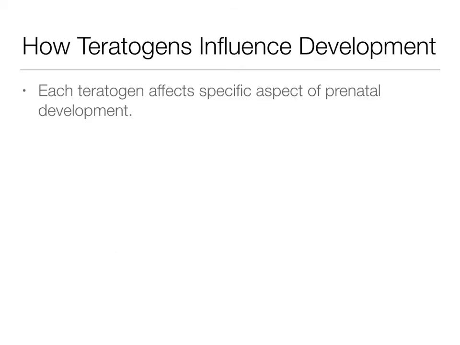So again, each teratogen will affect specific aspects of prenatal development. So rubella is known to affect the eyes, ears, and heart, but the limbs are unaffected, okay? So it's really affecting certain areas of development, but not the entire organism.